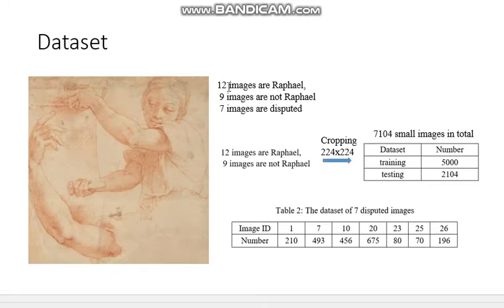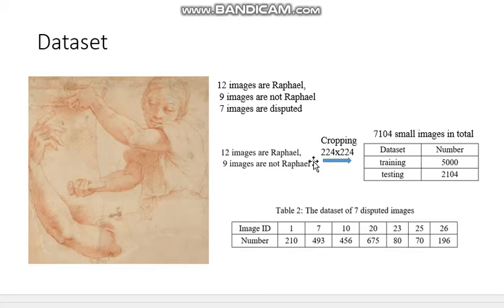We have 28 images in total, and 12 images are Raphael paintings, 9 images are not Raphael images, and 7 images are disputed images. We need to predict whether these 7 images are real or not Raphael images. We use the 21 images here.